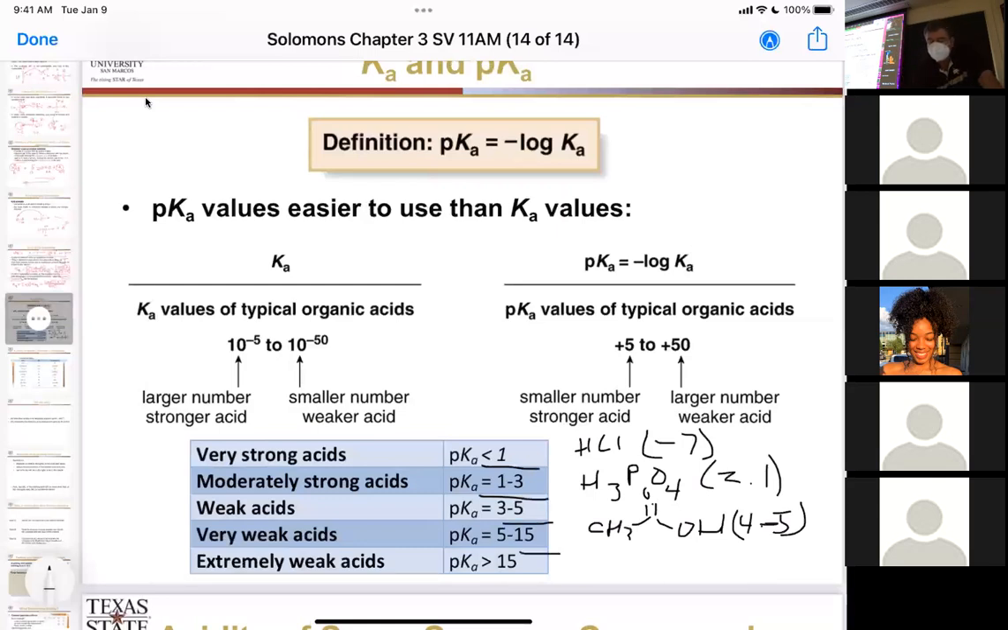Then we get into weaker organic acids, and it turns out things like phenol and alcohols. Phenol, which is an OH on a benzene ring, has a pKa of around 10. Then everything above that is 15. Water has a pKa of 14.8. Alcohols have a pKa of 15 or 16. So we're looking at alcohol and water as very weak acids. It's all defined on that pKa scale.